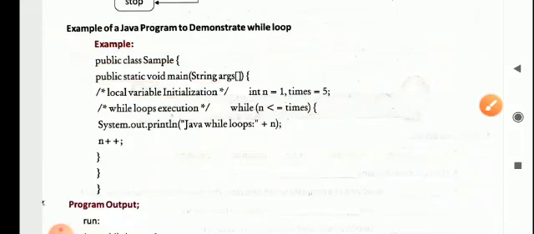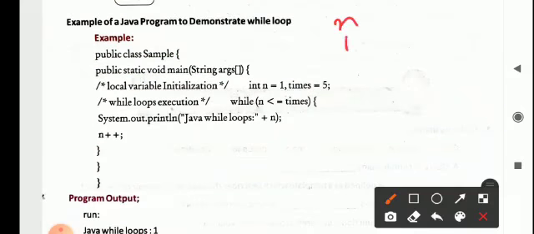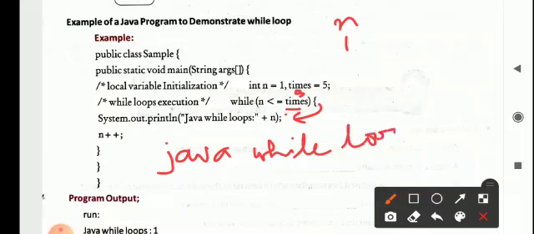So you see the dry run of this program, how it will work. When the value of n is 1, it will check: is the value of n less than 5? Yes, it is less than 5. So the control will enter into the body of the loop, and what will it print? Java while loops, and plus here means concatenation. It will not add anything, it will just join the value of variable n with the message. And what is the value of n at present? 1. Next, it will come to n plus plus, so the value of n will become 1 plus 1.